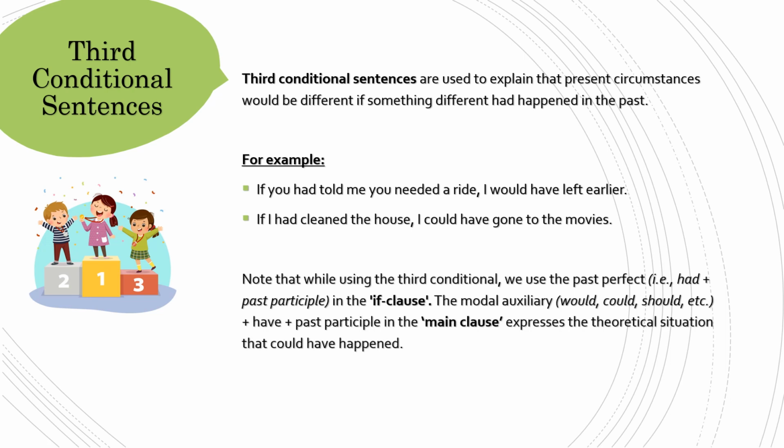Note that while using the third conditional, we use the past perfect, that is, had plus past participle, in the if clause. The modal auxiliary, would, could, should, etc., plus have, plus past participle, in the main clause, expresses the theoretical situation that could have happened.